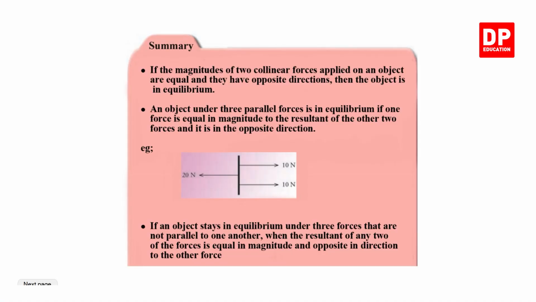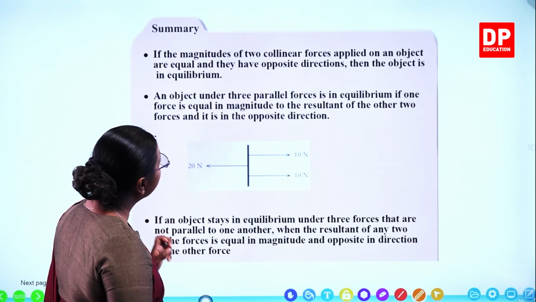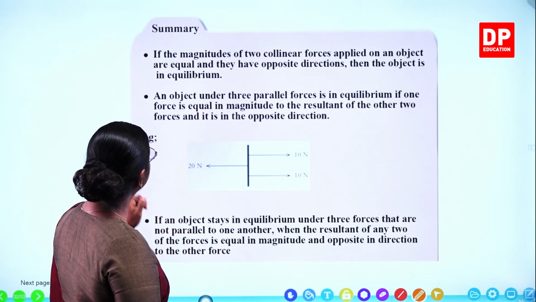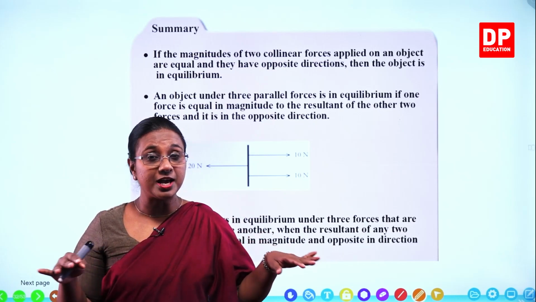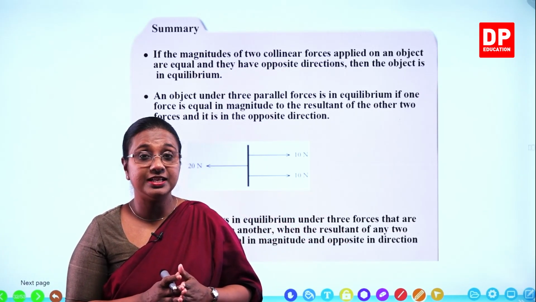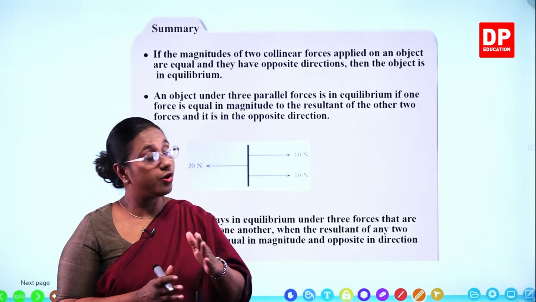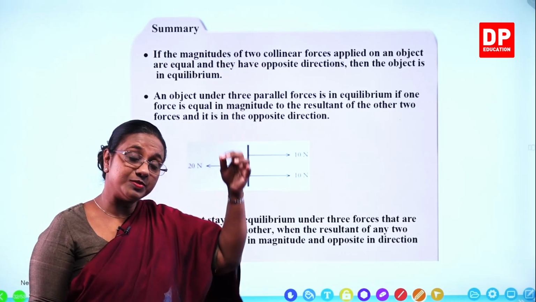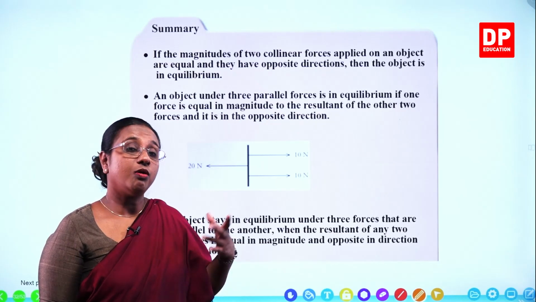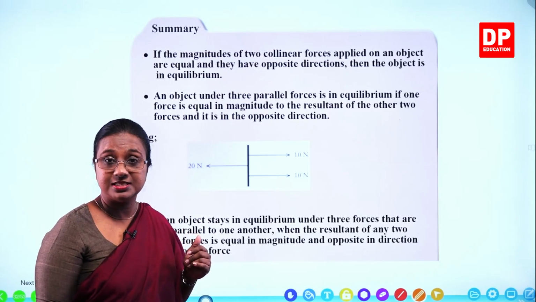The summary. If the magnitudes of 2 collinear forces applied on an object are equal and they have opposite directions, then the object is in equilibrium. So when there are 2 collinear forces, the same line of action and opposite in direction, if their magnitudes are equal, the object will be at rest or in equilibrium. So that was the first instance we discussed, like an object hanging on a string or a book kept on a table. All those are examples for this first instance.